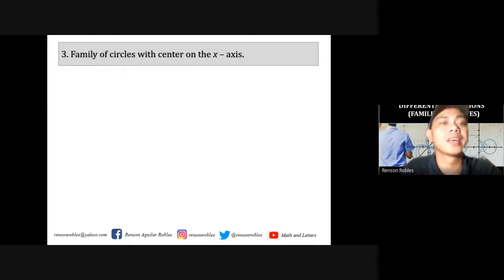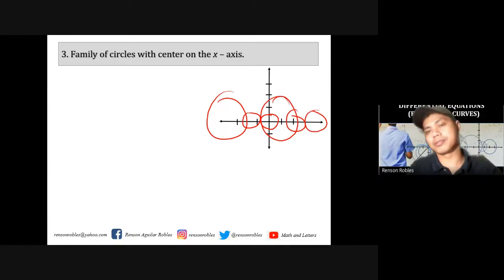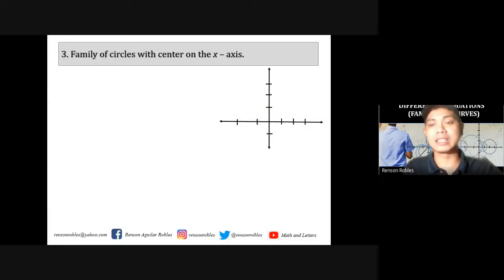Another one. This time, we're going to talk about the family of circles with center on the x-axis. You can let these circles be members of the family we are referring to. You can draw infinitely many circles such that those circles have center on the x-axis.